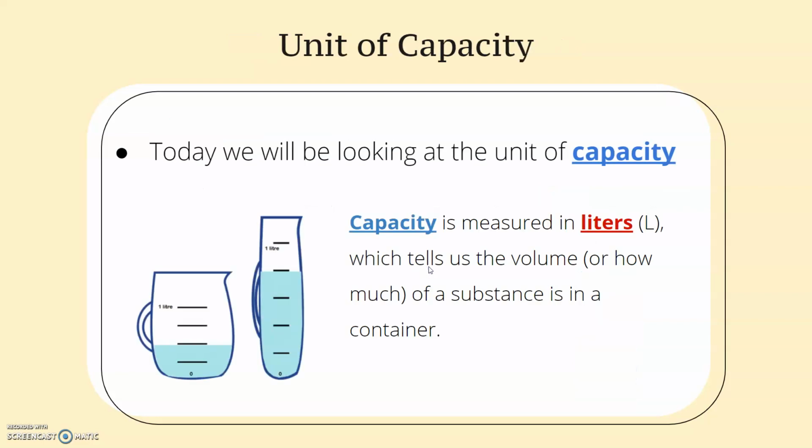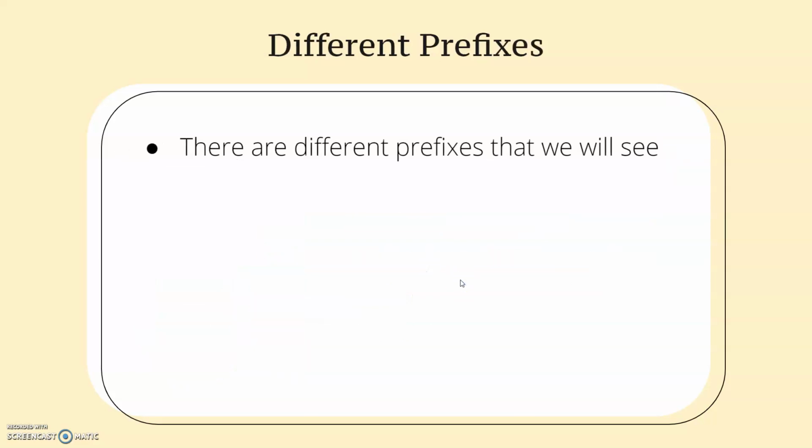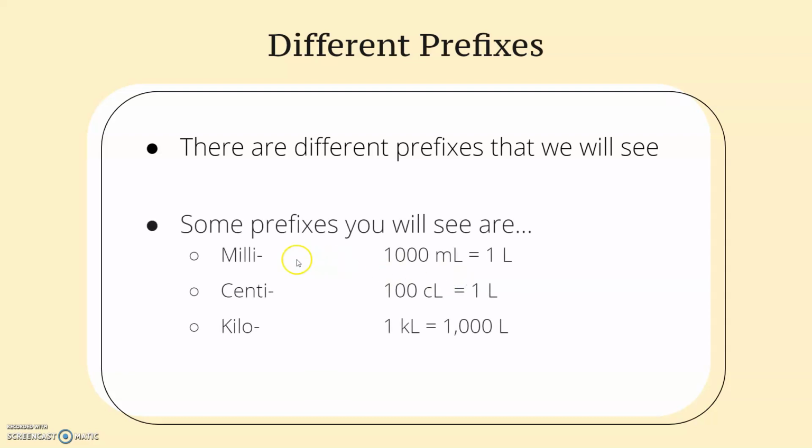Today's focus will be the unit of capacity. Capacity is measured in liters, and it tells us the volume, or how much of a substance is in a container. There are different prefixes that we will see, for example milli, centi, and kilo. Looking at capacity, 1,000 milliliters is 1 liter, 100 centiliters is 1 liter, and 1 kiloliter is 1,000 liters. So we see that kilo is greater than centi and milli.